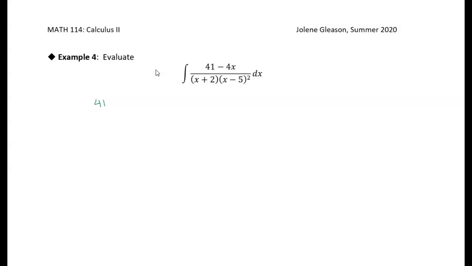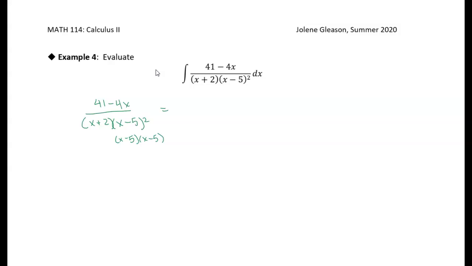So we have 41 minus 4x all over x plus 2 times x minus 5 squared, and then we have to set that equal to what we want to decompose it into. All right, so in this case we have a repeated linear factor, right? This is what we mean by repeated linear factor, because I could actually write this as x minus 5 times x minus 5, right? That's x minus 5 squared. So that's a repeated linear factor.